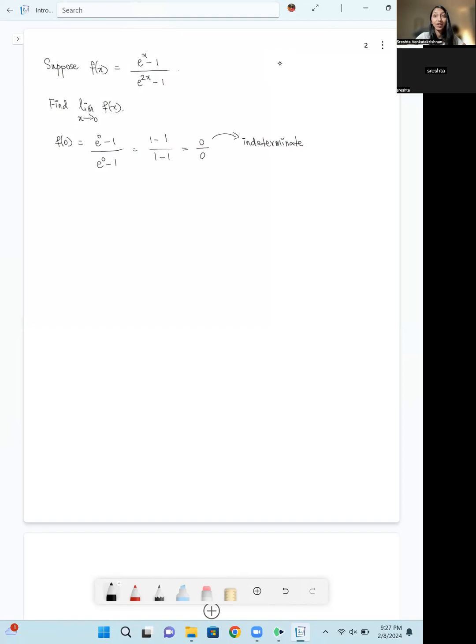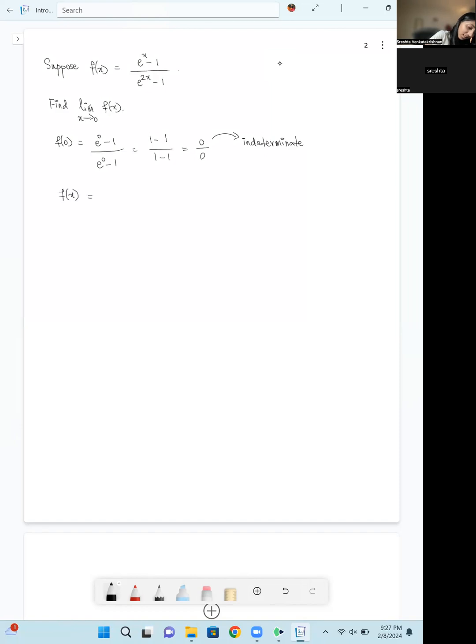As you probably already know, 0 divided by 0, infinity divided by infinity, these are indeterminate; we cannot determine what the value of these are. So now we need to simplify the function in such a way that we're able to compute this limit.